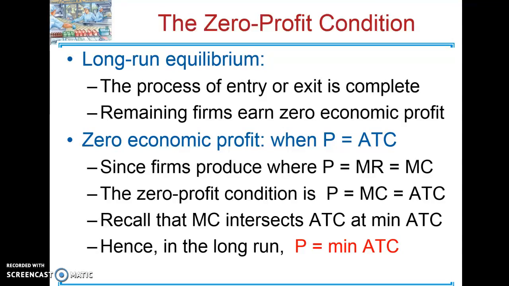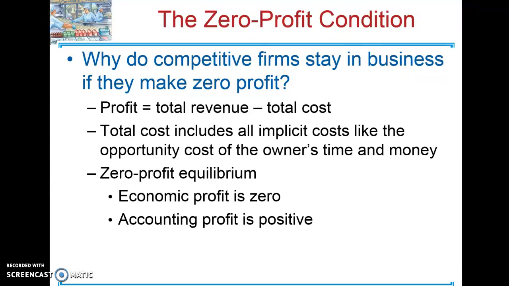Recall that marginal cost intersects average total cost at the minimum point on the ATC curve. So in the long run, price equals minimum average total cost. Why do competitive firms stay in business if they're making zero profit? Well, let's clarify what that means.